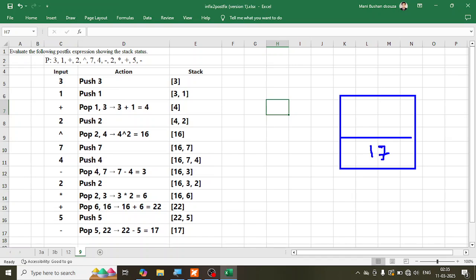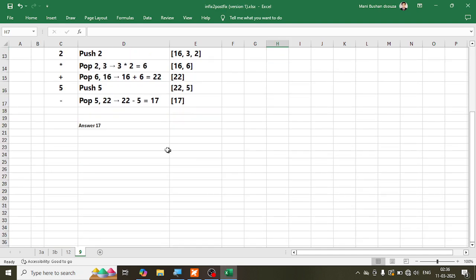Finally, pop this answer. Your entire expression is over. Pop this 17 out of the stack. So the output that you are going to get is 17. That will be your final answer. Okay, so I hope you are able to get how to solve this one. Thank you for your interest. We will meet again with the other problems.